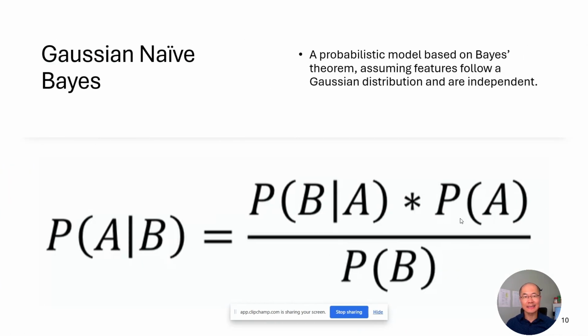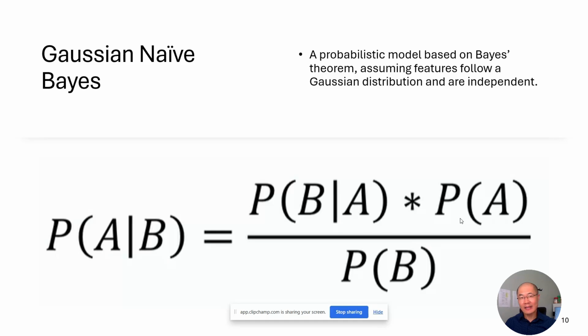Gaussian Naïve Bayes is a probabilistic model based on Bayes' theorem. Assuming features follow the Gaussian distribution and are independent, it's fast and works well with small data. But the independence assumption is often too strong. This is the speed star of the group. Based on probability theory, it calculates how likely a passenger is to survive based on the probabilities of their features.